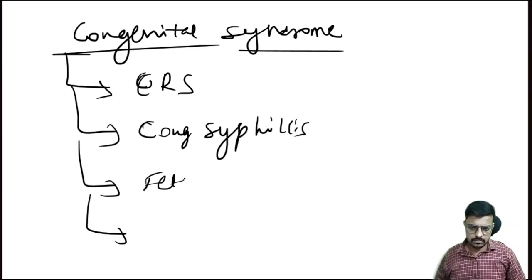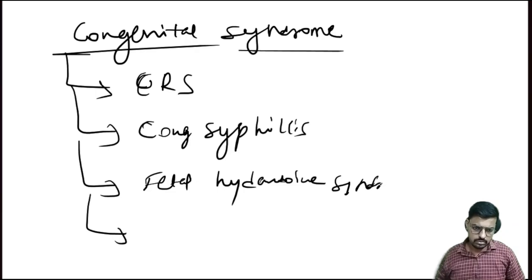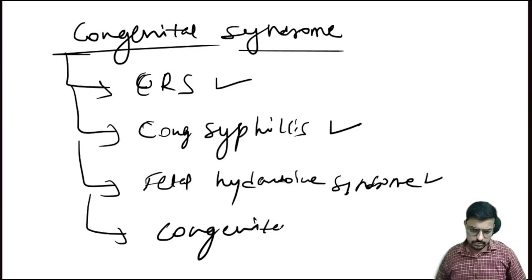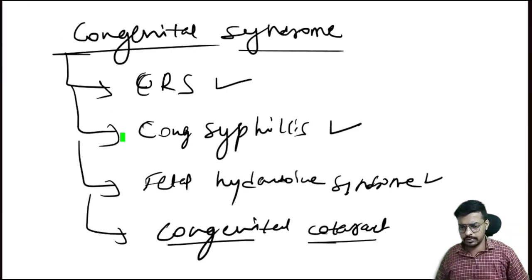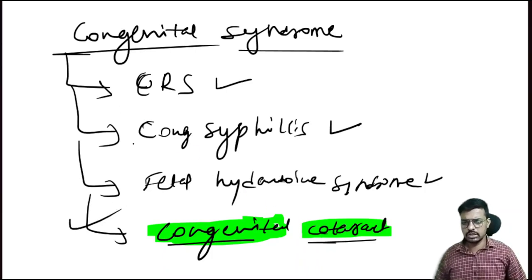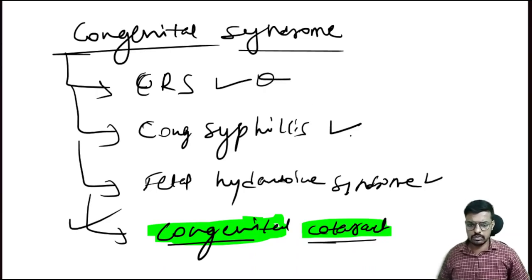and fetal hydantoin syndrome, and most importantly, congenital cataract also. Congenital cataract, just the clinical picture only needs to be revised. In some recent medical exams, repeated questions have come from congenital cataract, so I'm mentioning it as the extra one. Otherwise, you must and should revise congenital rubella syndrome, congenital syphilis, and fetal hydantoin syndrome.